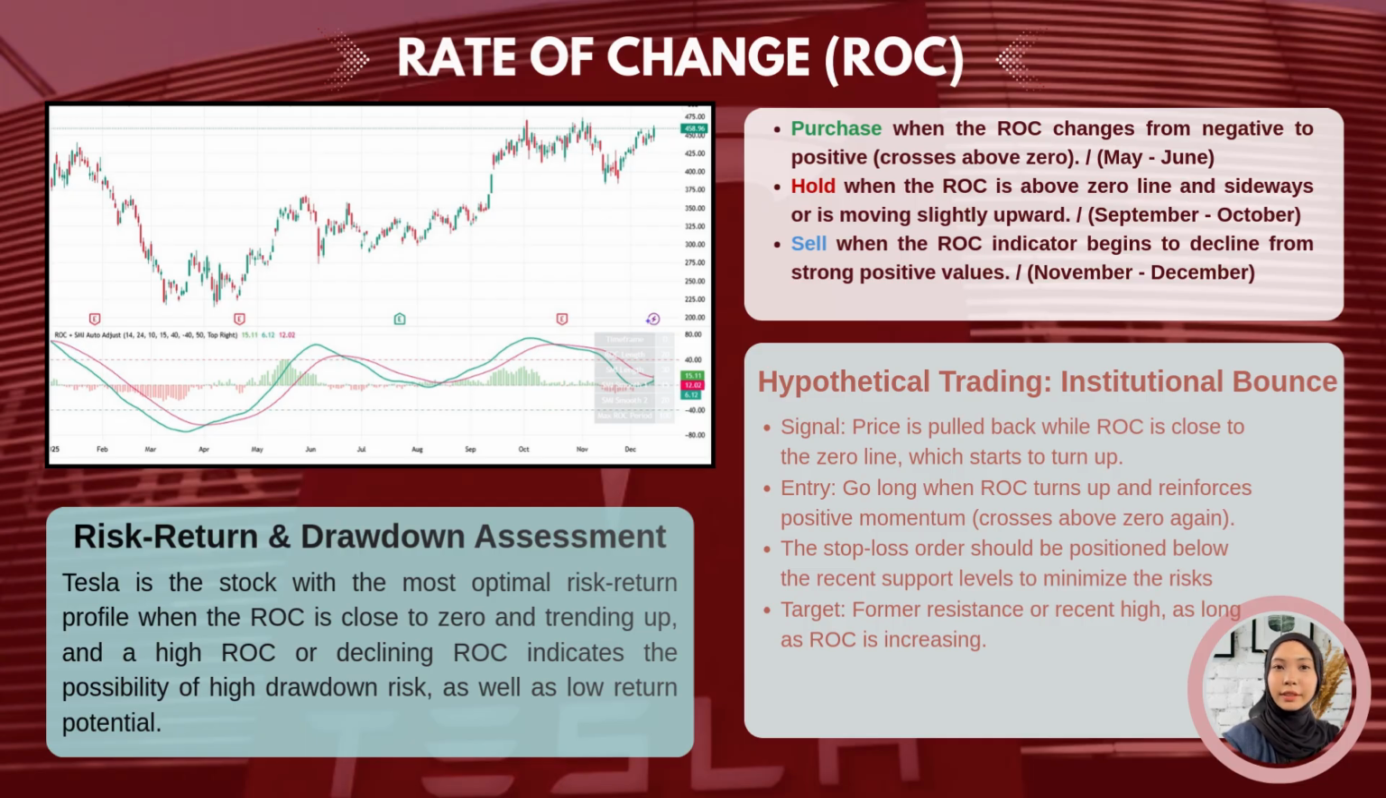As for risk return and drawdown assessment, Tesla is the stock with the most optimal risk return profile when the ROC is close to zero and trending up. A high or declining ROC indicates the possibility of high drawdown risk as well as low return potential.